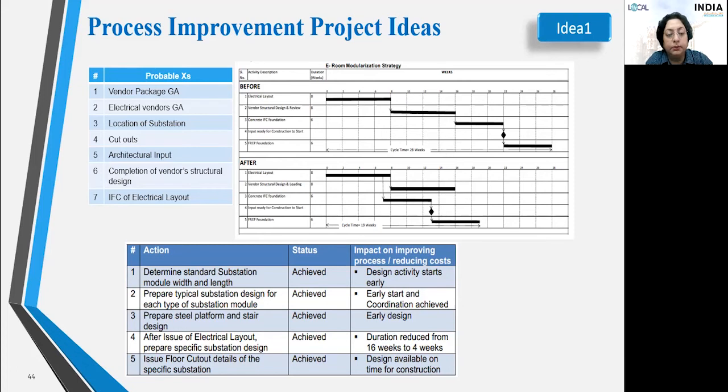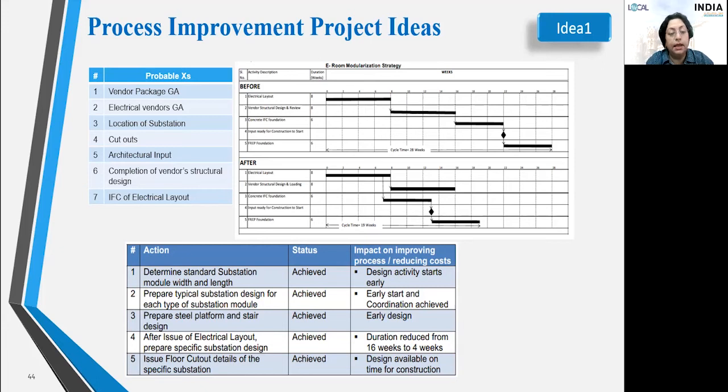So on analysis, the actions that came up are to determine standard substation module width and length. This design activity starts early. So whenever we are trying to start any activity earlier, there are risks involved of rework. When we are thinking of rework, we have to try to minimize and control that risk. So the management has to take all requirements to minimize that risk in the project.